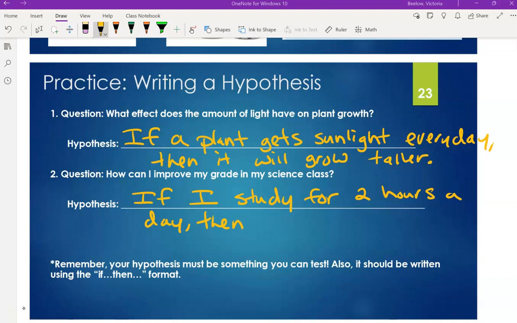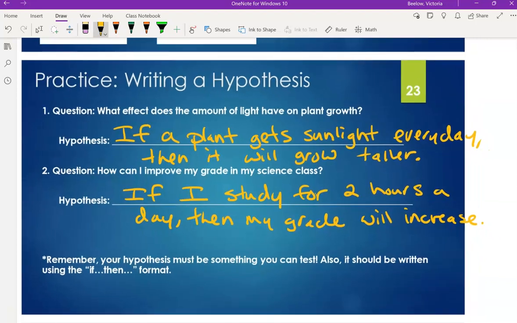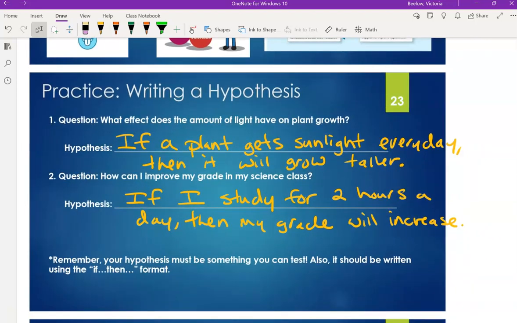Then, I don't want to say my grade will get better because, again, that's very subjective. The question is, how can I improve my grade? So then I'm going to say my grade will increase, because then I can measure that from like a baseline of where my grade currently is. Again, this is one way to answer these questions with a hypothesis. There are other correct answers that you could have had as well.